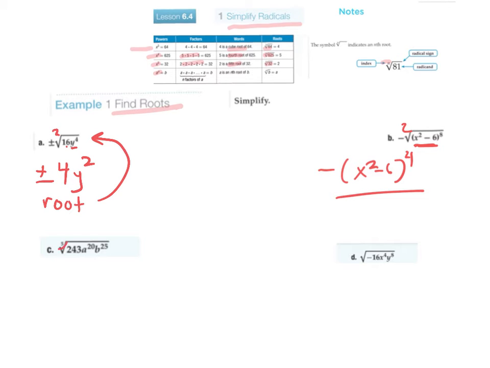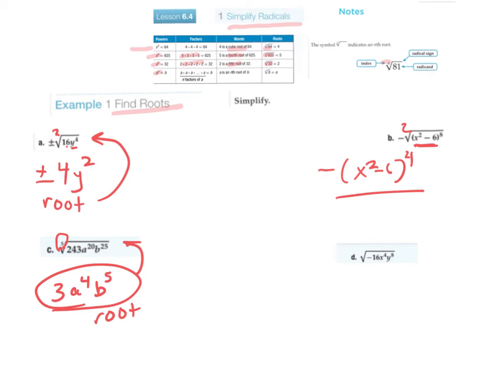Now let's do where we have another number besides 2, and there's a 5 written. If it's not written, it's a 2, but if it's written, that's the root. So we want to find the 5th root of 243, which you press in your calculator, and I believe it is a 3. 3 times 3 times 3 times 3 times 3 gives us 243. Then all you do with the exponents of the letters is divide them. So 20 divided by 5 would be 4, and 25 divided by 5 would be 5. And so this would be our real root to this problem. So there's our real root.